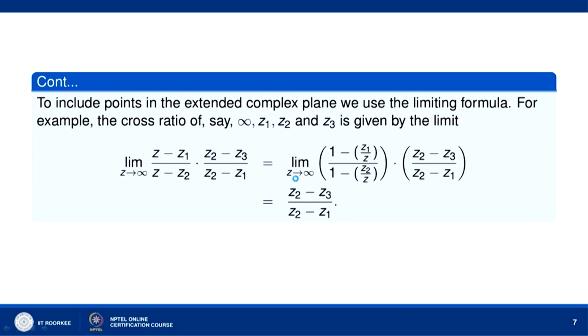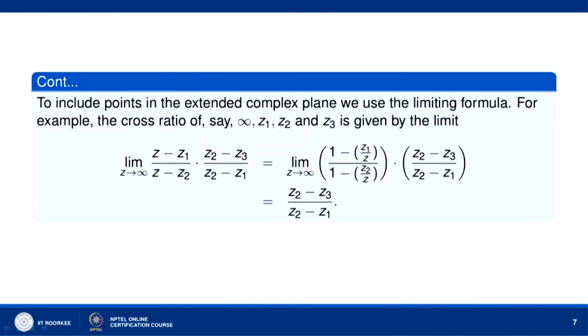Because we want the bilinear transformation to be defined for the extended complex plane, to include points in the extended complex plane we use the limiting formula. For example, the cross ratio of Z at infinity, Z1, Z2 and Z3 is given by the limit as Z tends to infinity of Z minus Z1 over Z minus Z2, times Z2 minus Z3 over Z2 minus Z1.